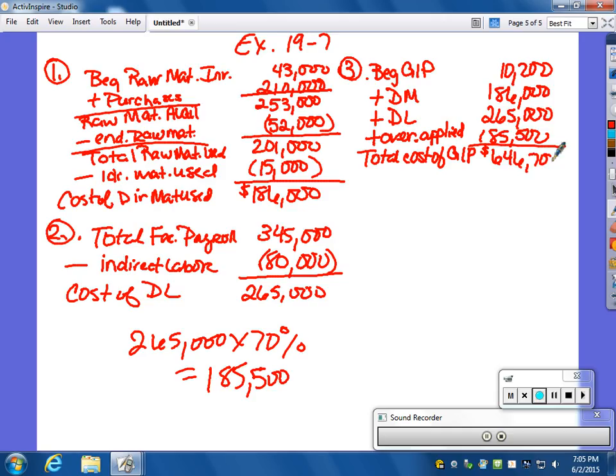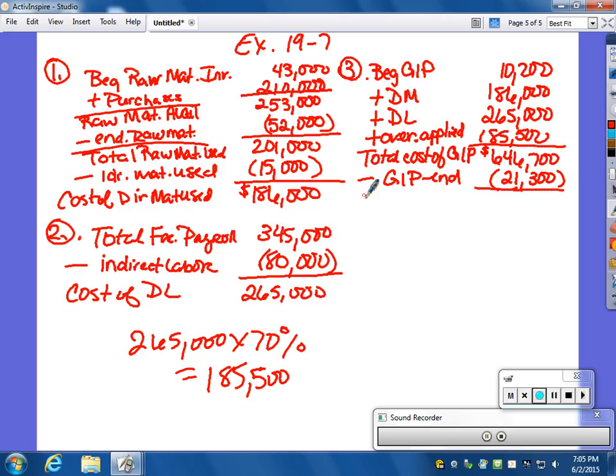$646.7. All right. What else do we do? We are going to do the cost of... What's left, folks? No, we're not done. Oh no, less ending work in process inventory. It was 21... How much? 21,300.